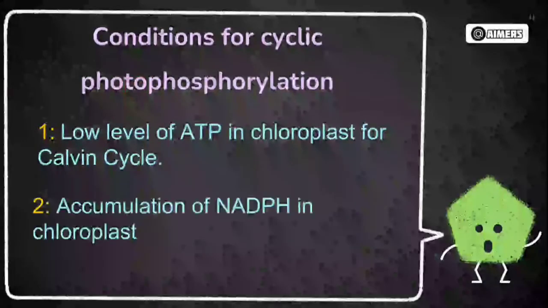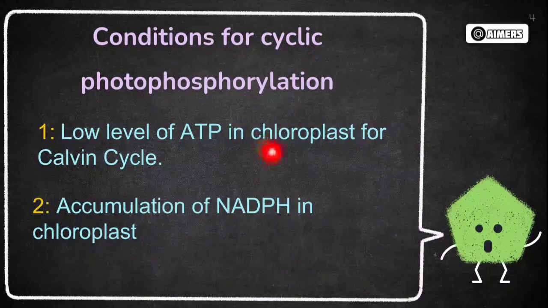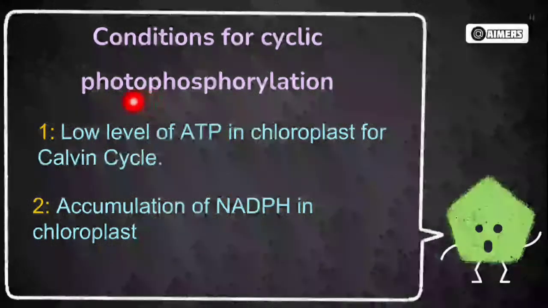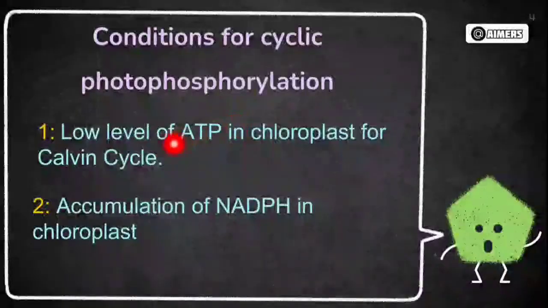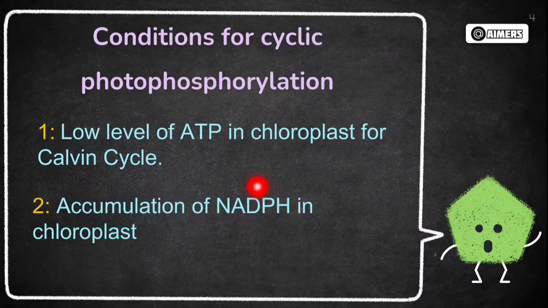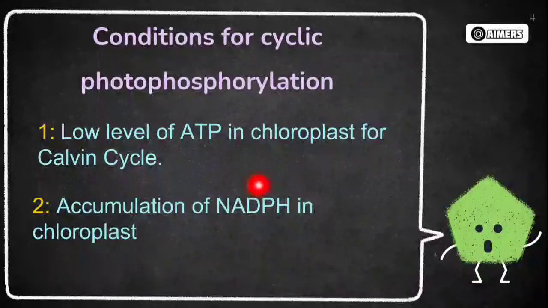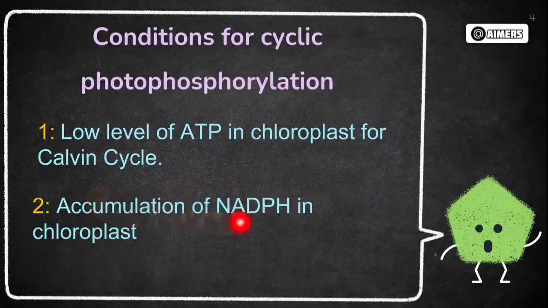Now, when does the level of ATP fall? First of all, you saw in non-cyclic photophosphorylation that ATP was synthesized on the electron transport chain of photosystem II, and then on the electron transport chain of photosystem I, NADPH was synthesized. So what happens is that the level of ATP falls and NADPH accumulation continues, because ATP is not produced the way it should be produced, but NADPH is produced as usual. So ATP level decreases and NADPH level increases in the chloroplast. That's why NADPH accumulation occurs.